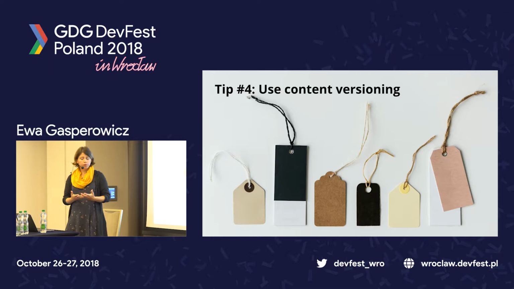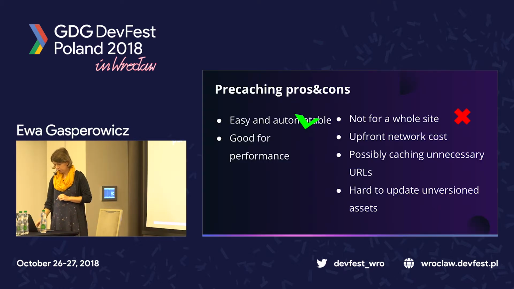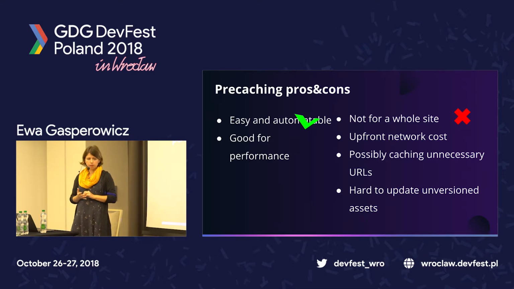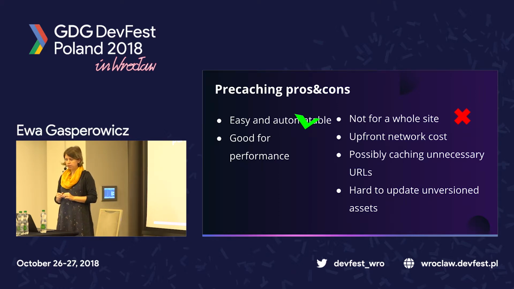So that's tip number 4, use correct versioning, because if you don't do that, you might end up serving stale content to your user. Generally, pre-cache is good because it's easy, and there are a lot of automated tools to prepare this versioning manifest and so on embedded in the service worker, so it's relatively easy. Also, it's harder to get out of sync than with runtime cache, and it's good for performance.